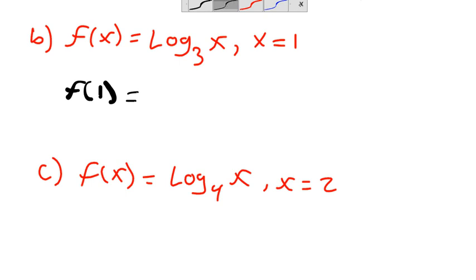Change that there. Let's see, I don't know if I do that. Equals, there we go. It's probably a little better there. Log base 3 of 1. Okay? So, if you're like, what the heck is log base 3 of 1?